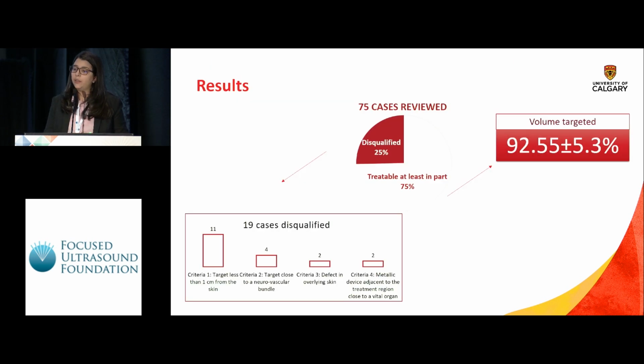So far, we have reviewed 75 cases, and at this moment, the radiologists decided not to go with the spine case. 25% of these cases were disqualified, mostly due to criterion 1, the proximity to the skin. For the cases that we could treat at least in part, the target volume covered was 92.55% on average, with a 5.3% standard deviation.